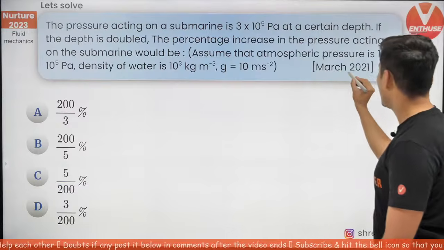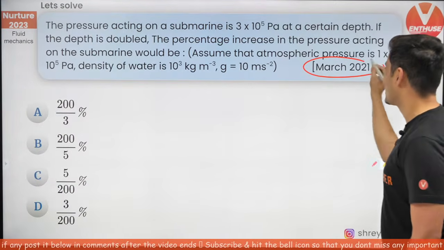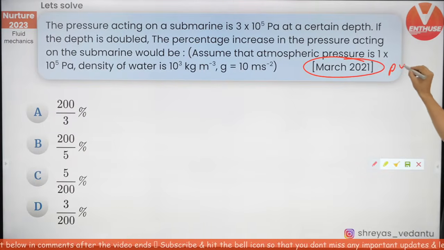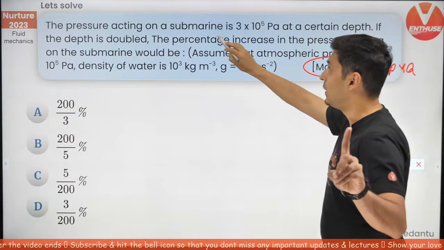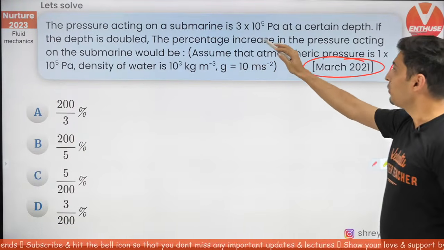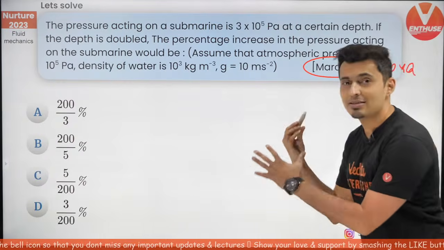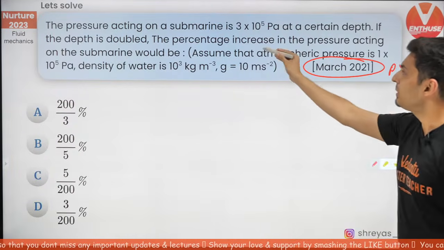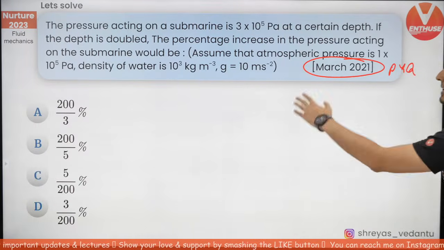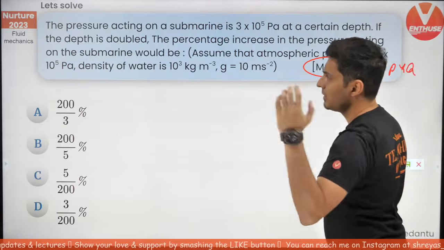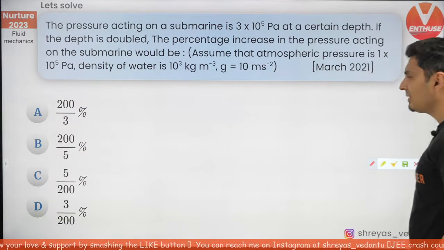Here is the next question. This was asked in the March 2021 PYQ. How many of you are going to crack this question? Let's see. The pressure acting on a submarine is 3 into 10 to the power 5 Pascal at a certain depth. Now the depth is doubled. You go deeper. The percentage increase in the pressure acting on the submarine would be, where g is 10, density is 1000, atmospheric pressure is 10 to the power 5 Pascals. Let's draw the diagram.